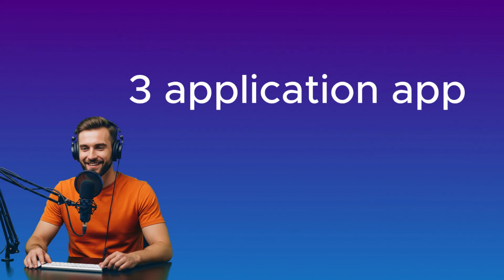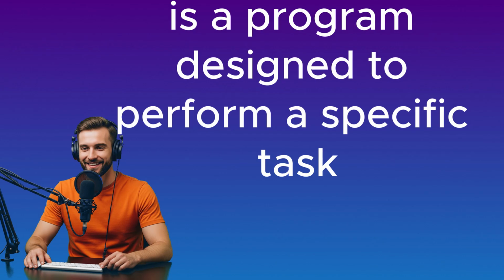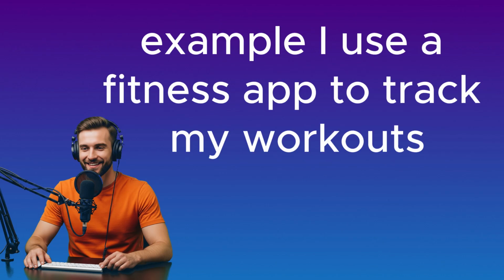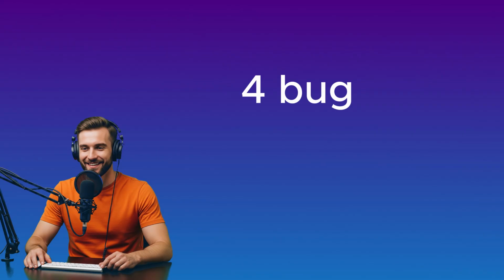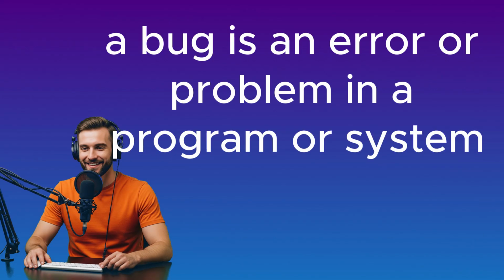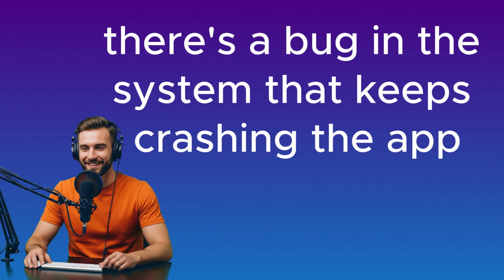3. Application, app. An application or app is a program designed to perform a specific task. Example, I use a fitness app to track my workouts. This banking app allows you to transfer money easily. 4. Bug. A bug is an error or problem in a program or system. Example, the new software update fixed several bugs. There's a bug in the system that keeps crashing the app.